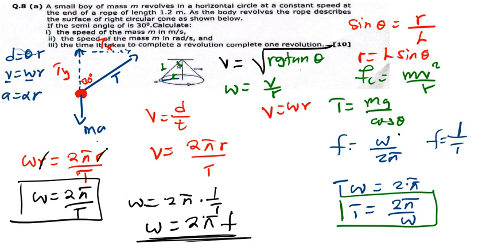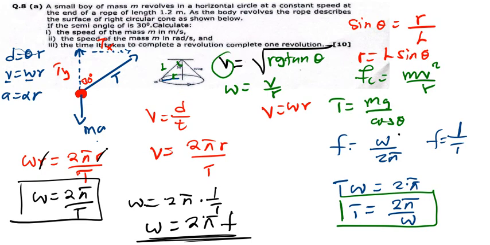From what I've explained here, guys, you can solve any type of question under conical pendulum. Any type of question. So from what I've explained here, if I go back to this question: a small boy of mass m revolves in a horizontal circle at a constant speed at the end of a rope of length 1.2 meters. As the boy revolves, the rope describes the surface of a right circular cone as shown below. If the semi-vertical angle of this is 30 degrees, calculate the speed of the mass in meters per second. So they want us to calculate this.